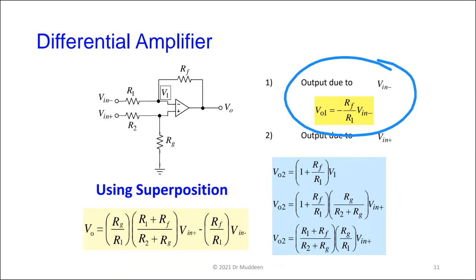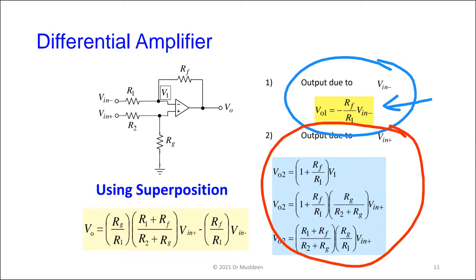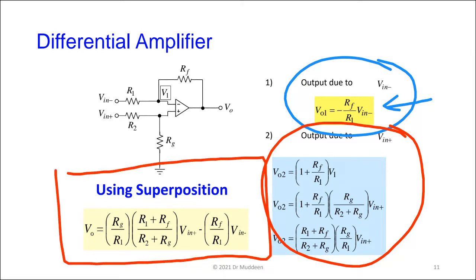and we get, this is a basic inverting amplifier. And then we repeat the process, and we see what is the output. We ground Vin minus, and then we look at the output due to Vin plus. And then we put both of them together, and we get the output is something related to Vin plus and something related to Vin minus. And why I'm doing that is because I'm interested in the difference between Vin plus and Vin minus.